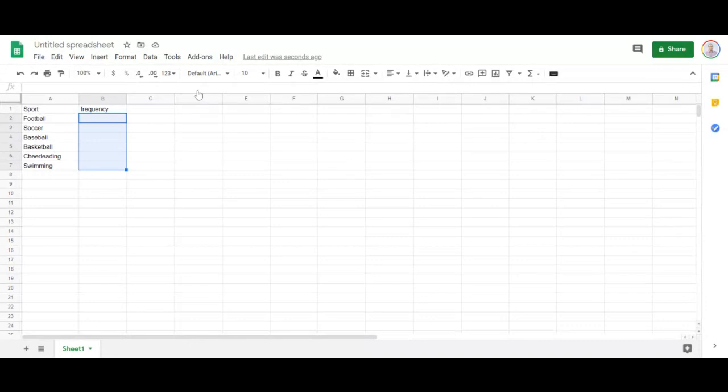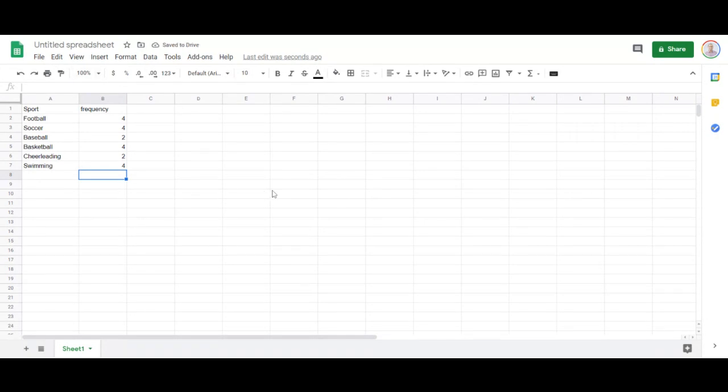Okay, so again, I'm going to type in the data. My notes. Here we go. All right, so we have football. This is from before. We have 4. Soccer is 4. Baseball is 2. Cheerleading is 4. I just changed the numbers around, so that's the only difference.